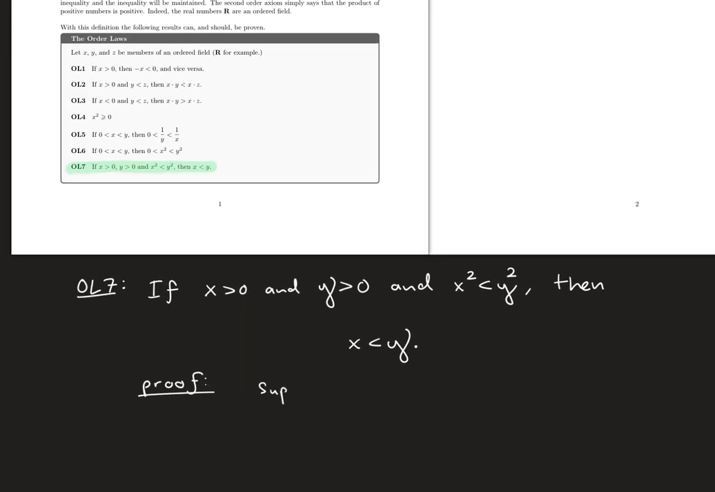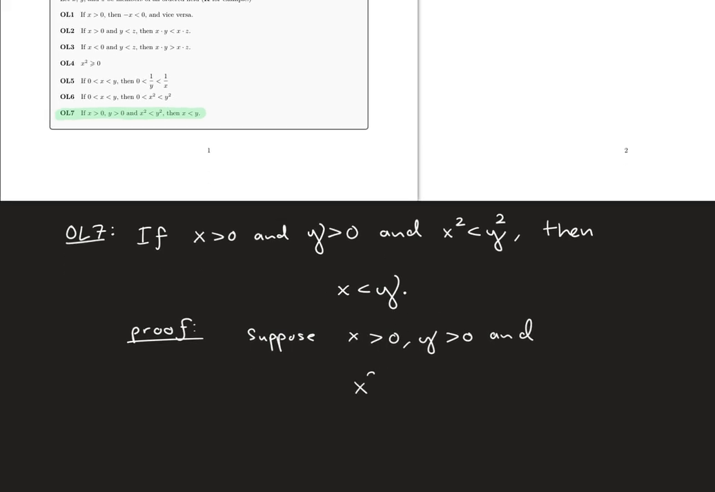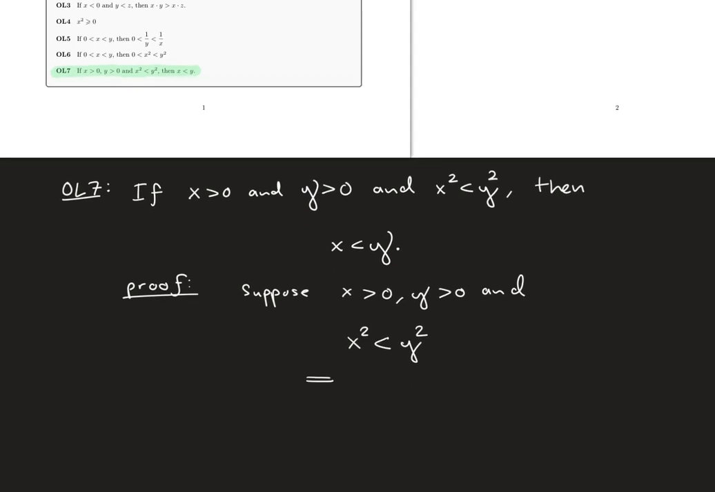Suppose x is bigger than 0, y is bigger than 0, and that x squared is less than y squared. Well, I think what that implies is that 0 is less than y squared minus x squared. What I just did was I added something to both sides. I can even say that is because of my first order axiom, OA1. You can add whatever you want to both sides. In particular, what I added to both sides was negative x squared.